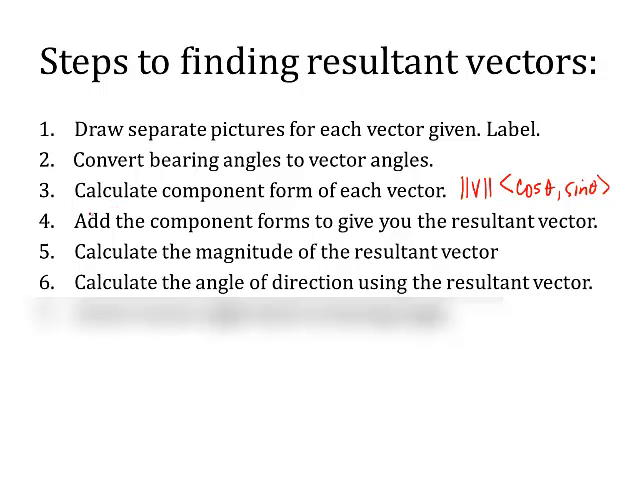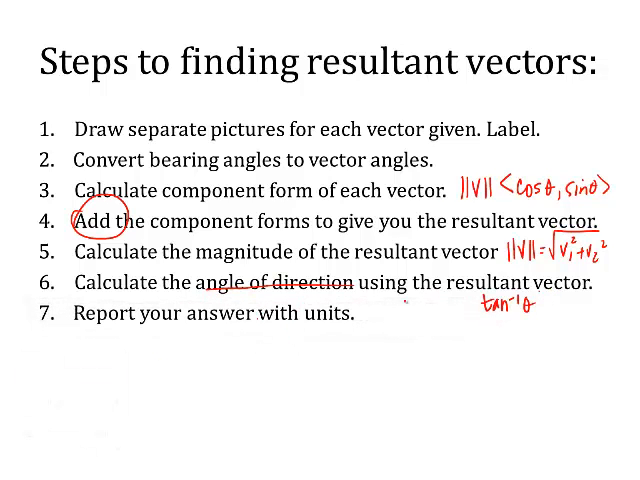Add the component form, so you're just adding the two results you got. Calculate the magnitude. Remember, to find magnitude, it's just the square root of v1 plus v2, each of them squared. Calculate the angle of direction. Remember, that's inverse tangent, using the resultant.